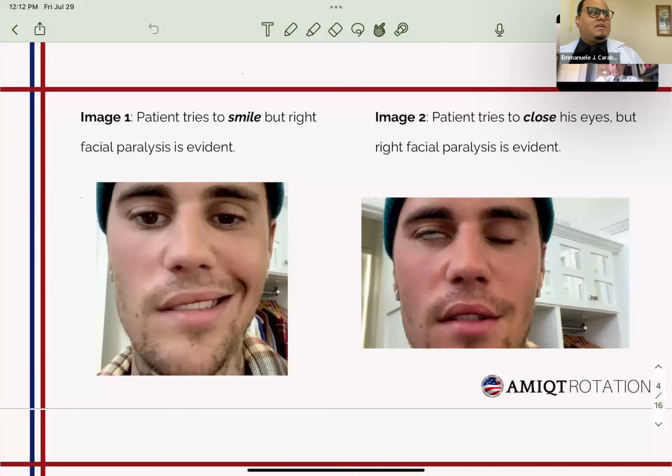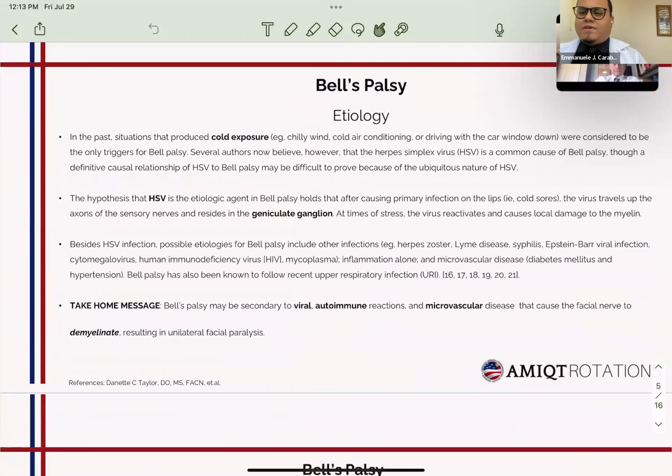I think he has a presentation of shingles, and the virus was located in cranial nerve number 7, and probably due to a stress-related event or something, it was activated and he developed this paralysis of his face. Now, what about the etiology? In the past, people believed that Bell's palsy occurred due to cold exposure and chilling wind, when you drive in the car with the windows down in winter and their face is paralyzed. They thought that was it, but it's not.